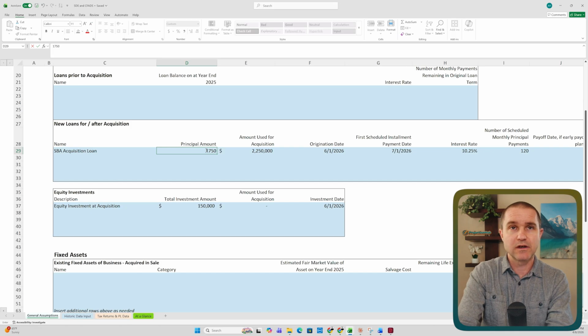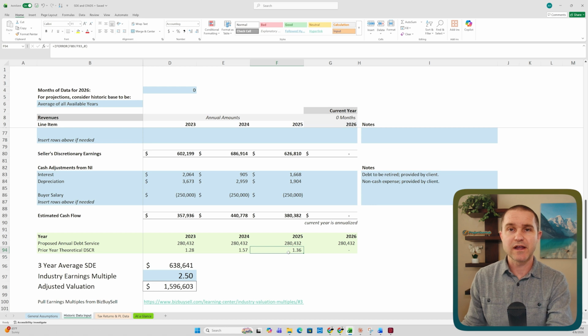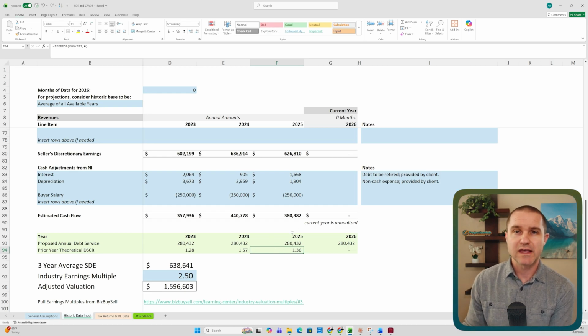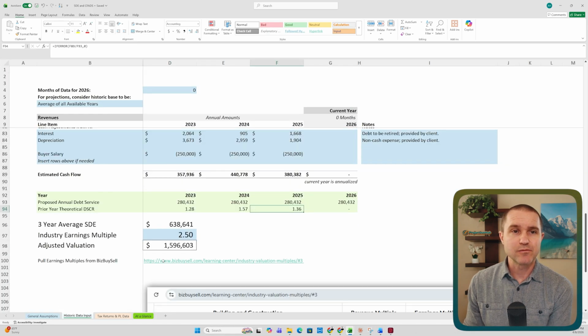So let's see what a $1,750,000 deal looks like. All right, so now we're at 1.36. So that probably ends up working out. You probably find a lender willing to lend $1,750,000 on a deal like this. And what that ends up getting you at, so if you're at 1.75 on the SBA, your SDE multiple is right around there too, 1.6 million.